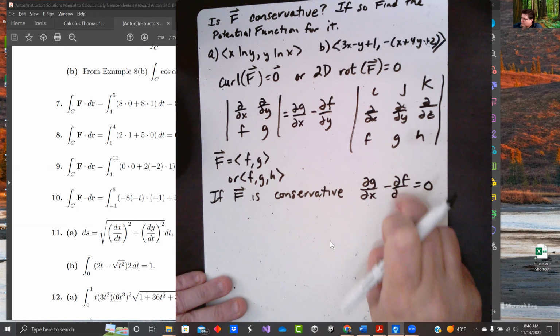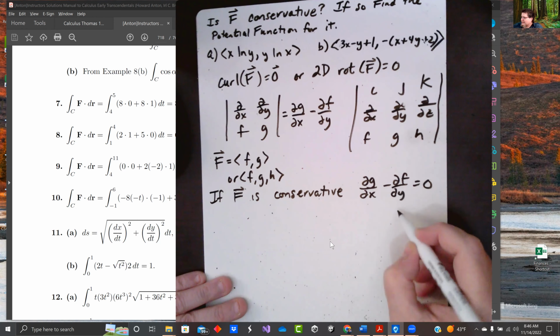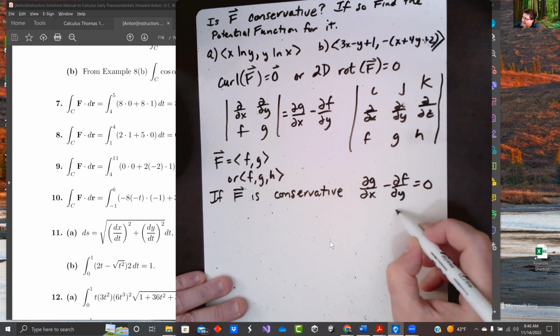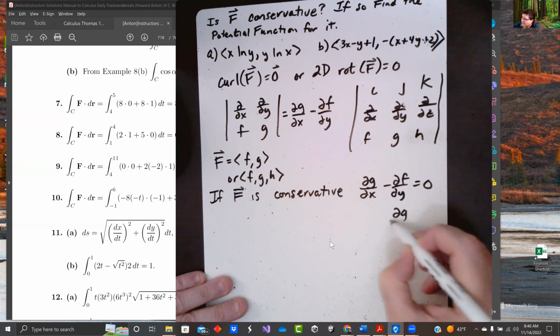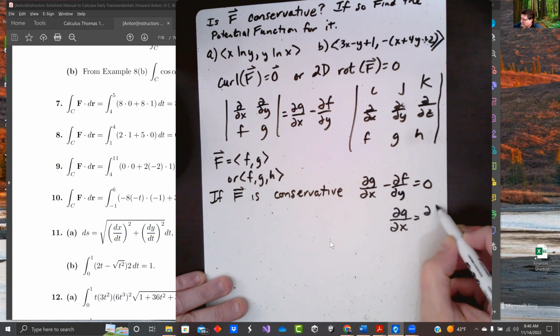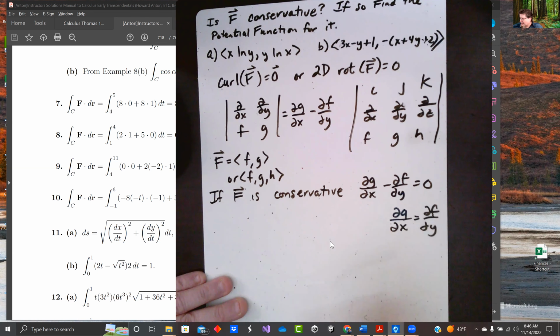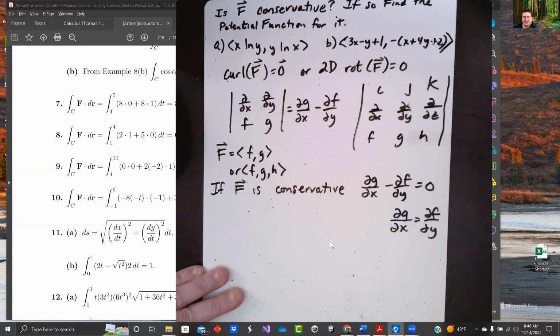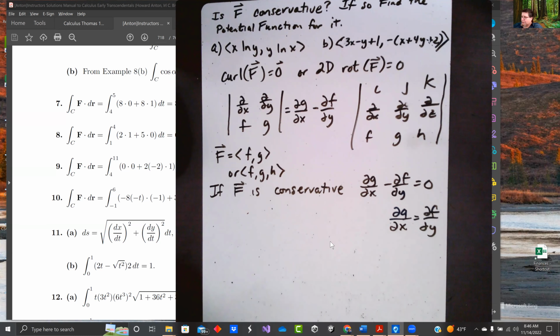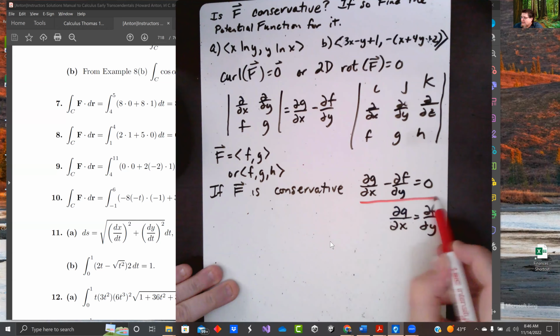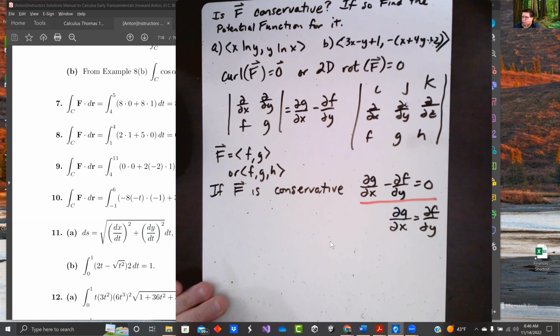Now, in the lecture videos and in the book, they solve this and say dg/dx equals df/dy. And I did too. I put that in the lecture videos. I'm going to encourage you to not do that. I'm encouraging you to stick with this, because if you stick with this, Green's theorem is going to be really relatable. Green's theorem uses dg/dx minus df/dy. So I wouldn't use that.